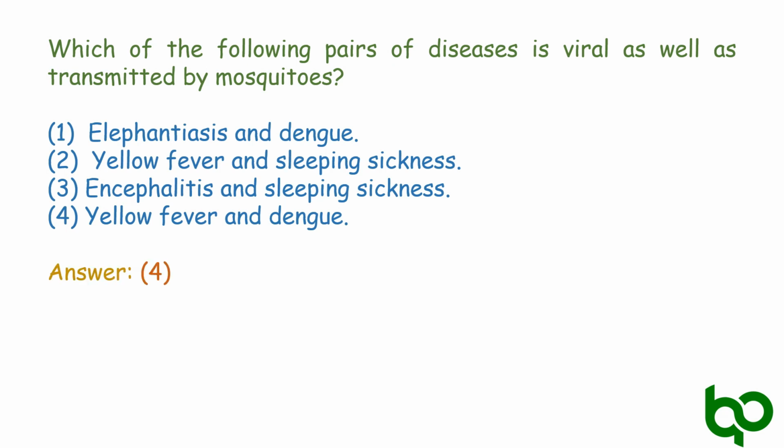The virus of dengue fever is transmitted by the bite of the tiger mosquito Aedes aegypti during daytime. The virus which causes dengue fever is a mosquito-borne flavivirus. Yellow fever is a zoonotic disease caused by an arbovirus. It is a hemorrhagic disease transmitted by the infected Aedes aegypti mosquito. So here the correct answer is option 4.